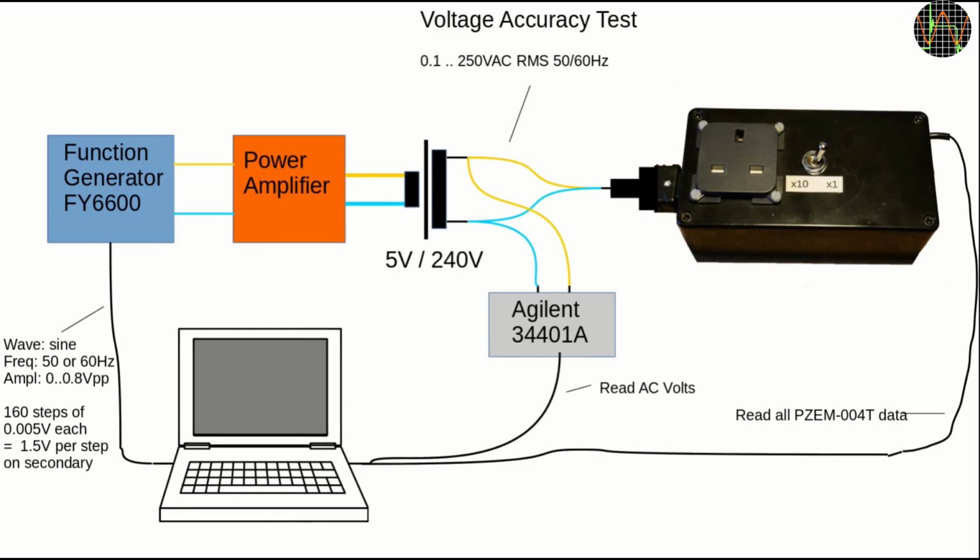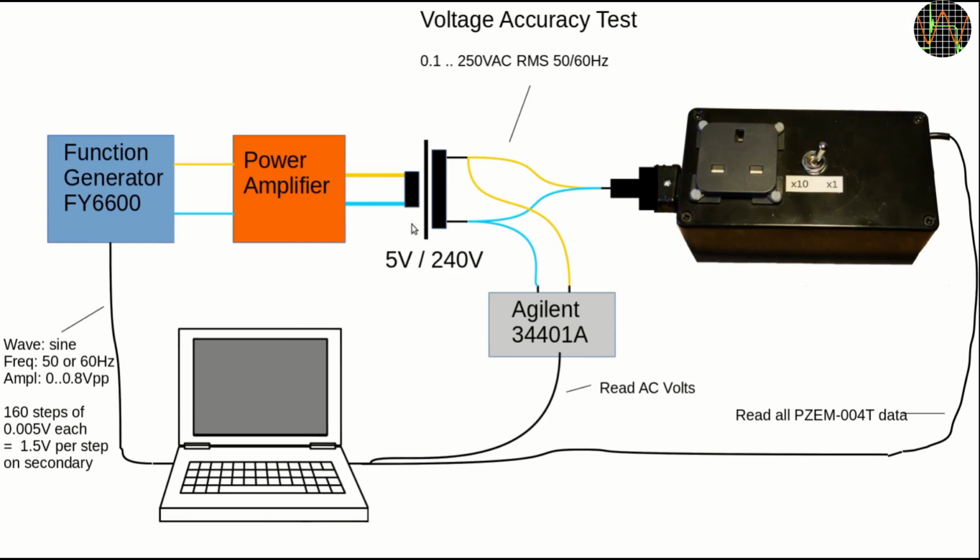The other problem is that I want to check the accuracy not just for 50 Hz AC in the UK and Europe, but also 60 Hz for my viewers across the pond. My solution for this is the setup here. The AC comes from my function generator, which means I can pick any frequency I want, but the maximum output of my FY6600 is limited to about 7.1 volts RMS or 20 volts peak to peak, which is way too low for this test. Its current is also too limited to drive the 3 or so ohms of the secondary side of a mains transformer directly.